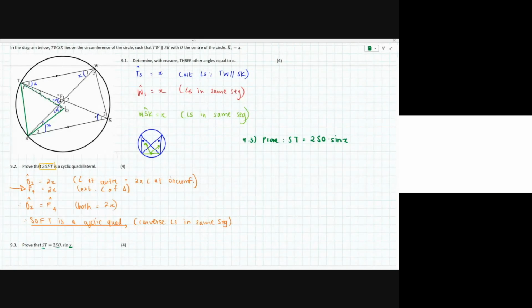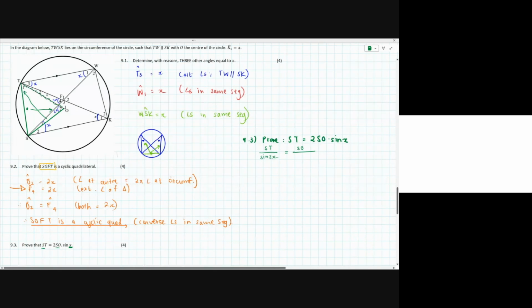So sine rule says to me that I need to have a pair. Now I'm looking for ST and I have its opposite angle. So that's great. So ST over sine of angle 2X is equal to, now, because SO was the side involved here, I'm going to go with the side SO over, but now I need to know what angle T1 is.